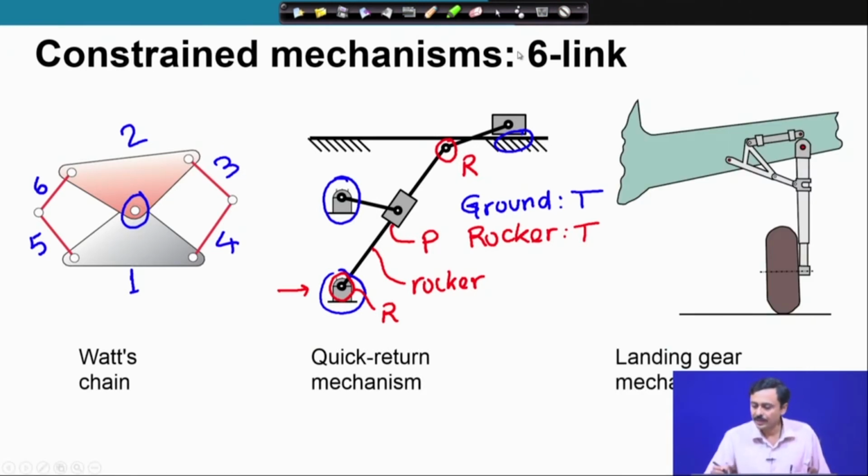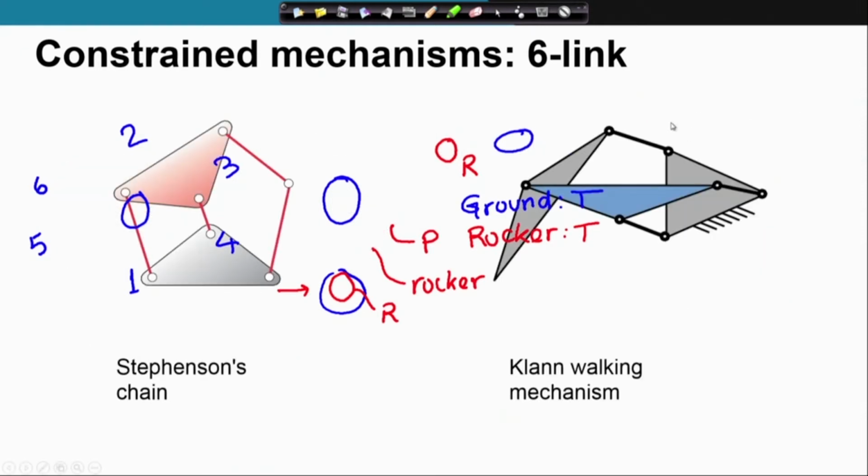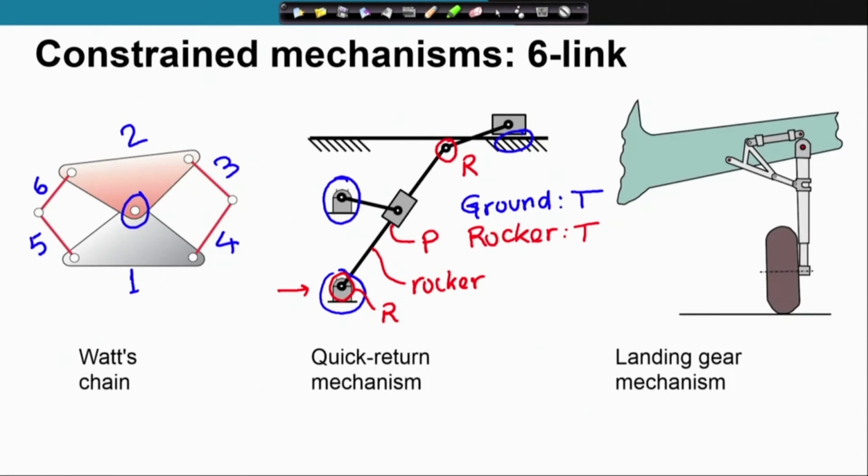This is the landing gear mechanism. Let me mark out, first of all, the ground. Let us say the aircraft body is the ground. Then what are the ground hinges? Here you can see 1, here 1. So, 3 ground hinges. So, the aircraft body is a ternary link.